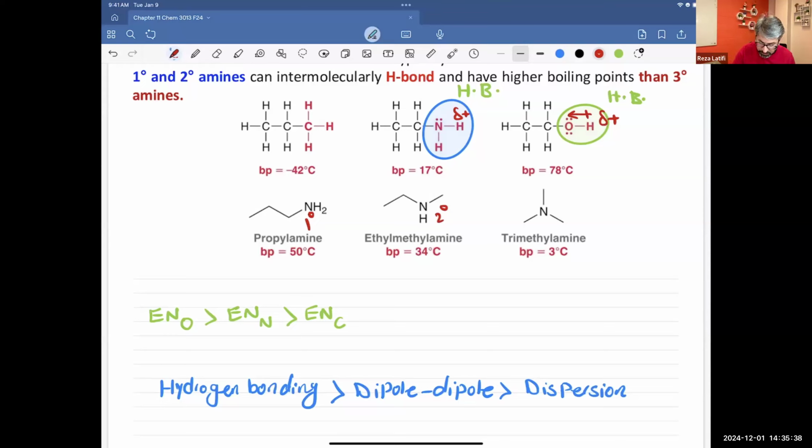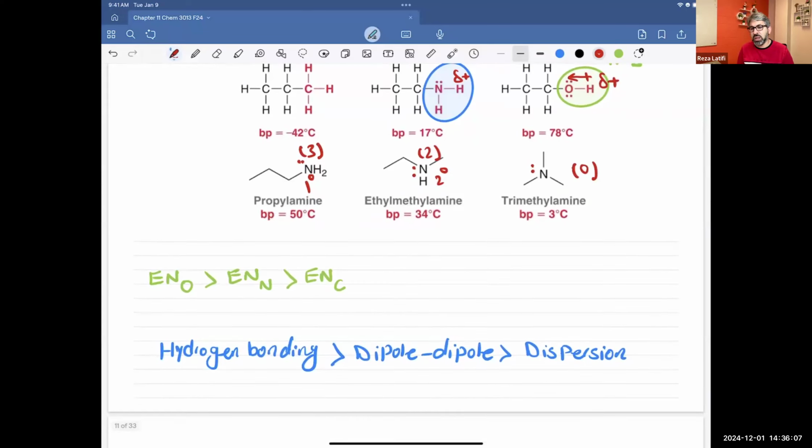The first one, the primary, can form 3 hydrogen bonds. The secondary can form 2 hydrogen bonds, and the last one can form 0 hydrogen bonds. Yes, all nitrogens come with a lone pair, but the tertiary is not capable of forming hydrogen bonding because there is no hydrogen attached to an electronegative element like nitrogen. The strongest force that you will have is dipole-dipole. And because dipole-dipole is weaker than hydrogen bonding, the boiling temperature will go down.